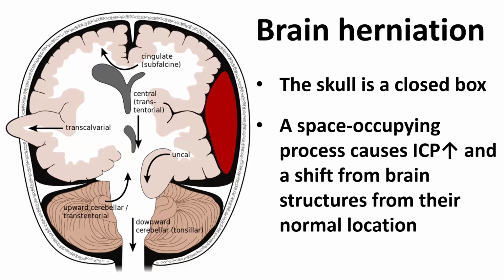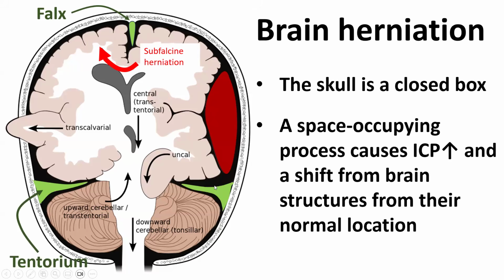There are several types of brain herniation, but I'm only going to show you two of them, the two most important and frequent ones. You can have herniation of brain tissue underneath the falx, and this is called subfalcine herniation. This here is an epidural hematoma causing a shift of the brain parenchyma to the other side, and it presses the ipsilateral brain parenchyma underneath the falx to the underside.